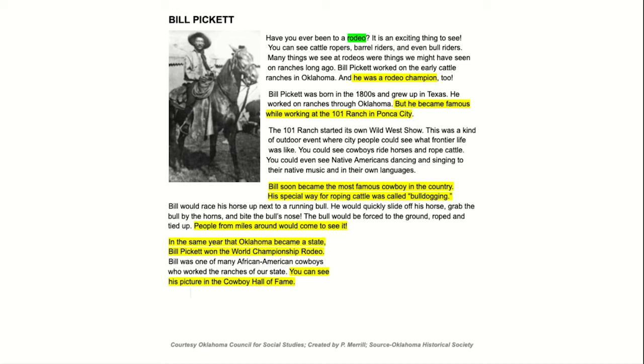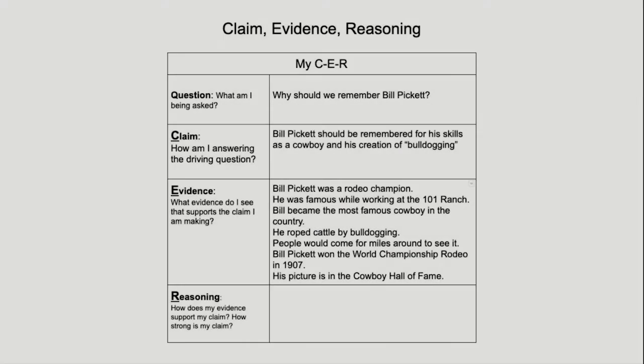So now I'm really interested. That's another piece of evidence. His special way for roping cattle was called bulldogging. And I'm not going to go through and read that to you verbatim, but that changed rodeo. So people would come from miles around to see it. Again, we recognize his skills. In the same year that Oklahoma became a state, 1907, Bill Pickett won the World Championship Rodeo. And you could see his picture in the Cowboy Hall of Fame. So those are pieces of evidence that I identified here.